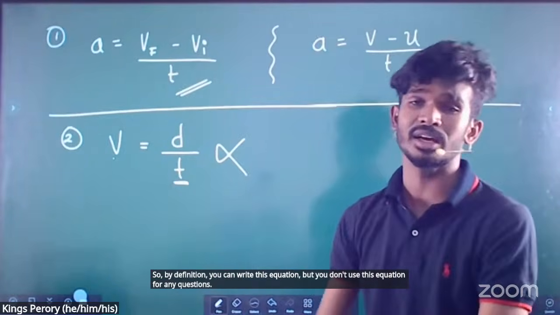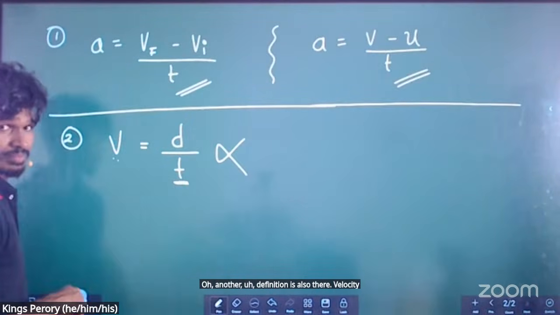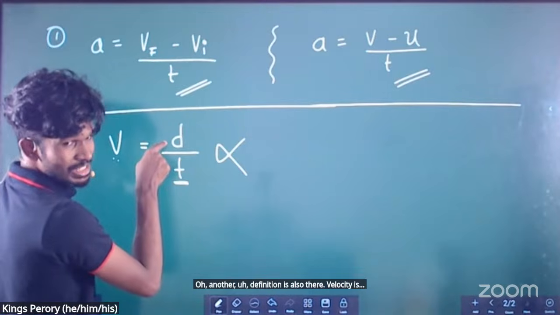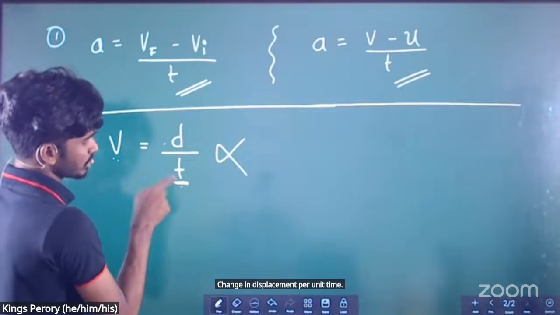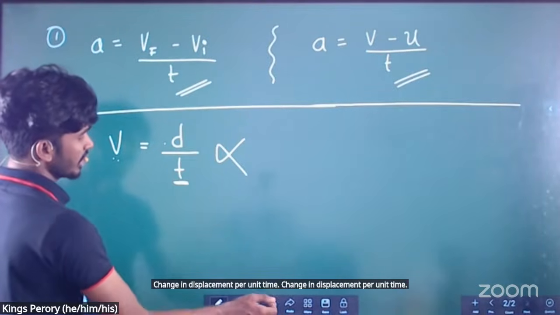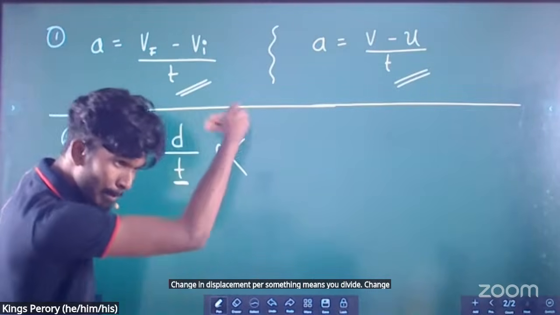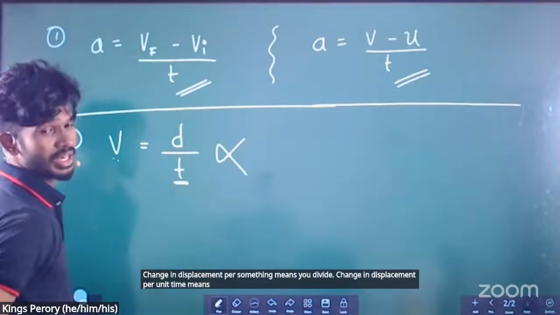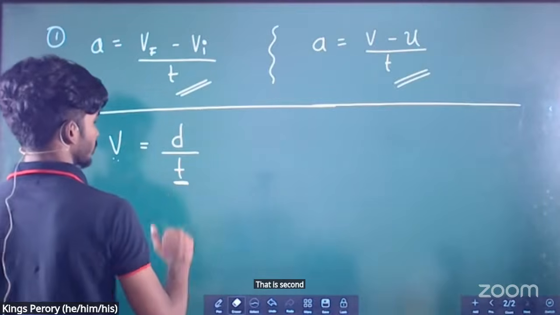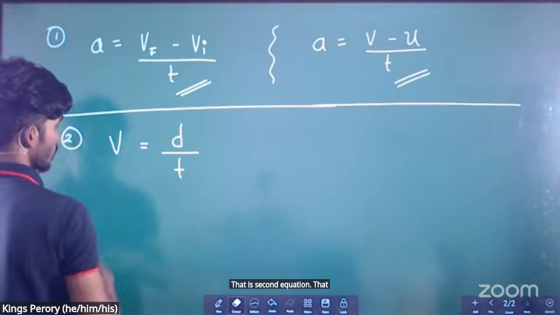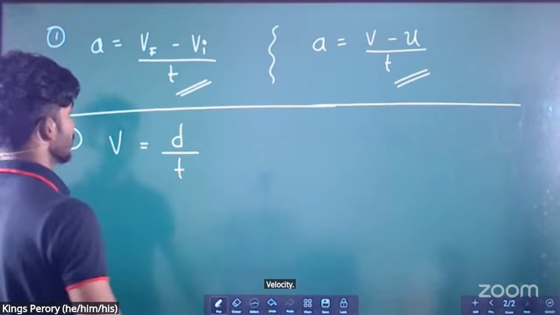Oh, another definition is also there. Velocity is change in displacement per unit time. Change in displacement per something means you divide. Change in displacement per unit time means you divide by time. So displacement divided by time. That is the second equation. That is used to define what is velocity.